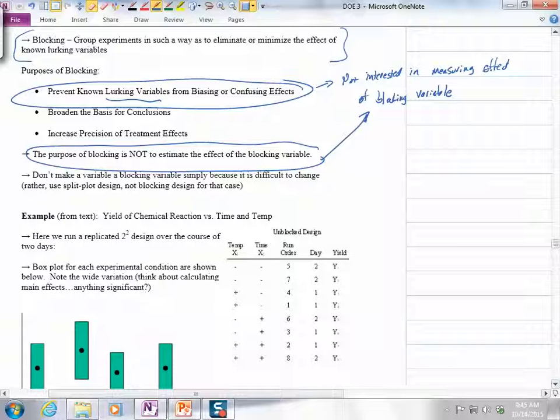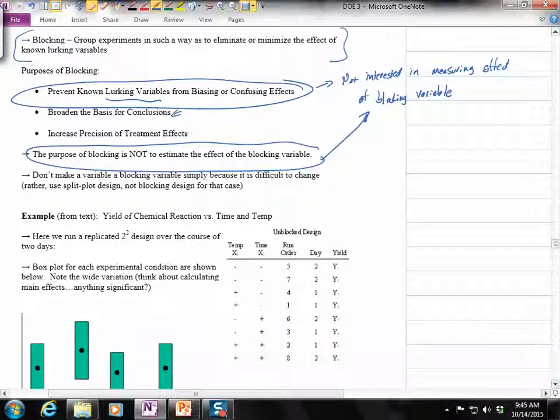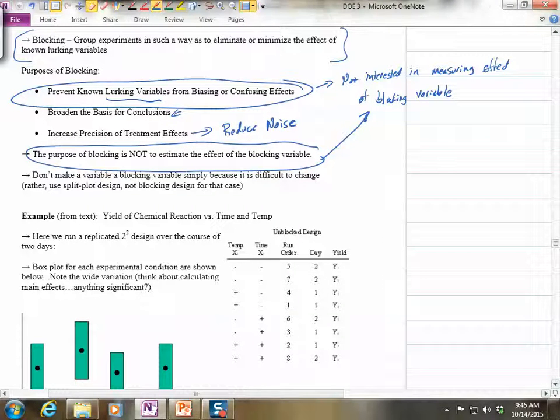All right, so then we'll talk about this one a little bit later. It's going to broaden the basis for our conclusions, and then increasing precision means we do this to reduce the noise. If we reduce the noise, then all our signal-to-noise ratios go up. Our results are more precise. We have a higher power to detect any given level of an effect.